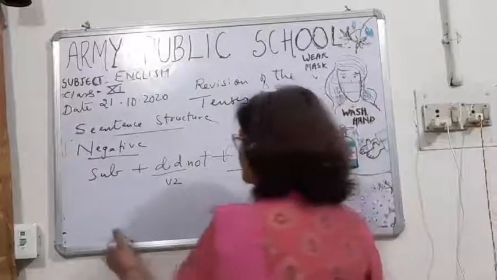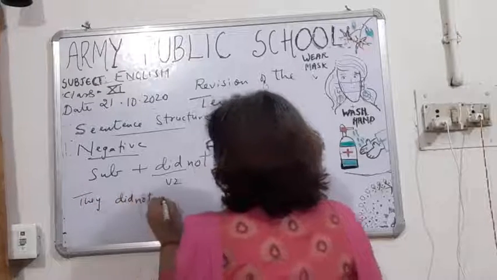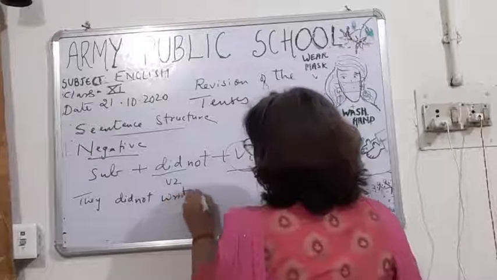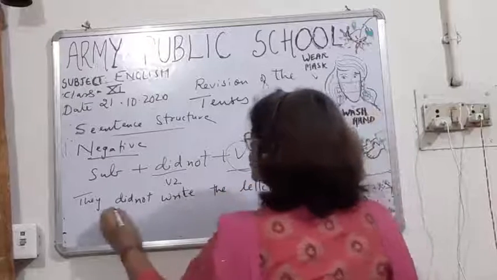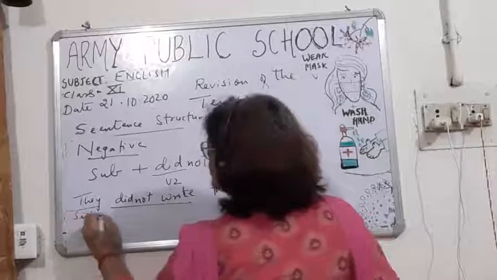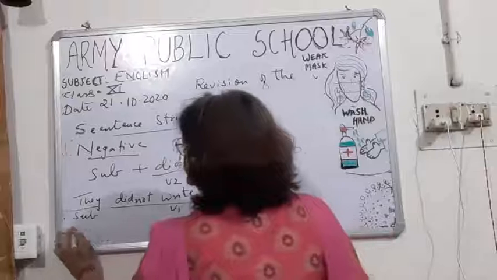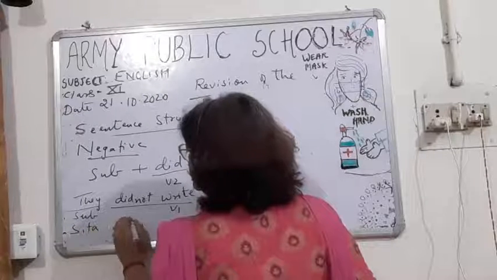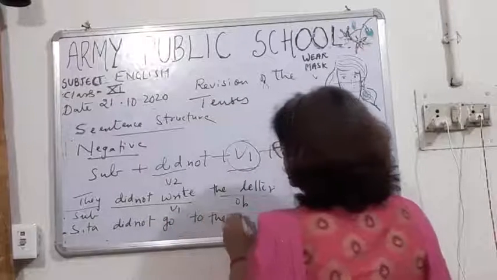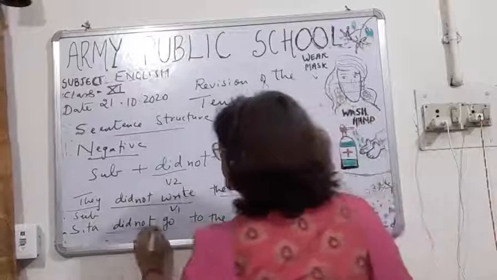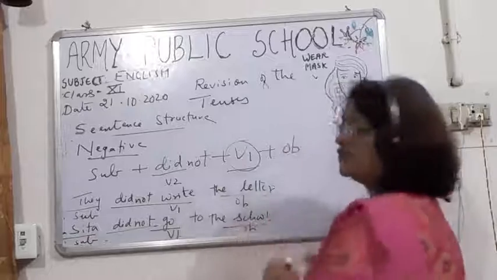Alright, so, they did not write the letter. So you can see they is the subject here, with did not we use V1. Okay, this is the object. Sita did not go to the school. So did not is V2 and here we are using V1. This is the subject and this is the object.